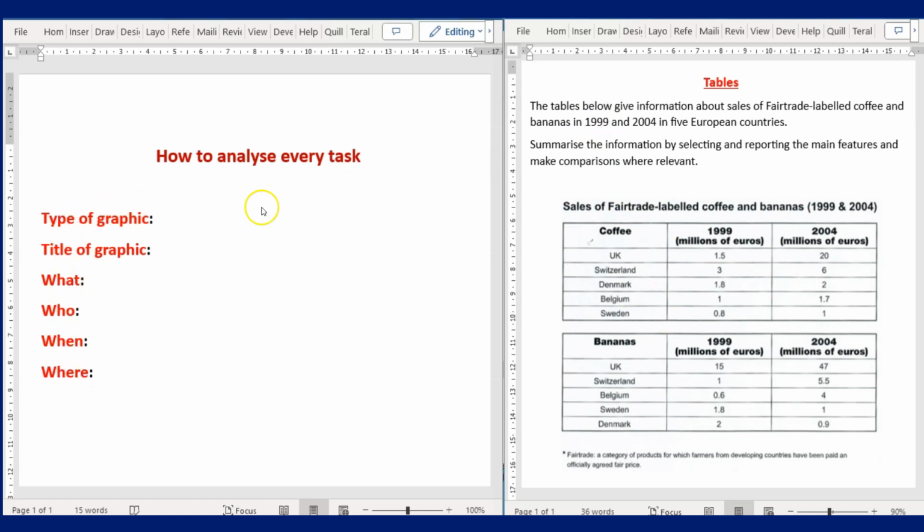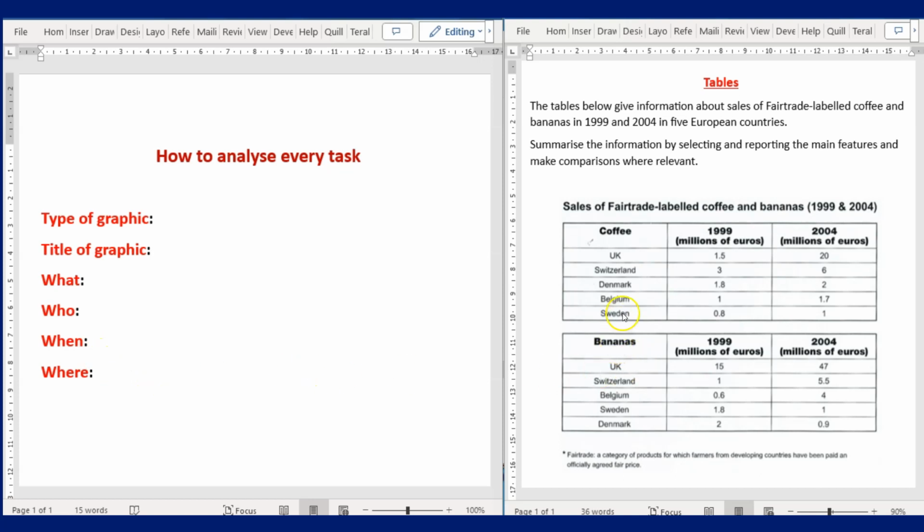So you also have to state the type of graph you're looking at, the title of the graph, what it is about, who are those involved, when this information was taken, and where. All right, so where is the place that is involved.